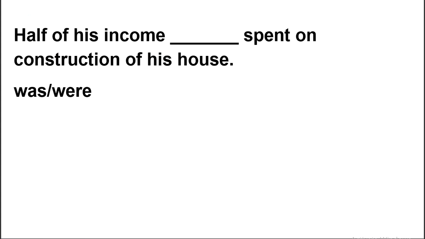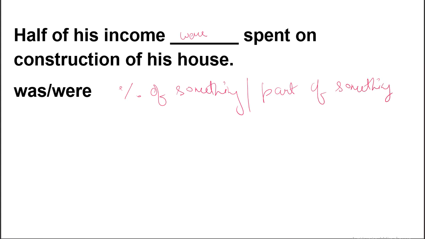Half of his income dash spent on construction of his house. The right answer of this question is "were". Which rule is followed here? Whenever you are getting a percentage of something, or a part of something, you always have to place a plural verb. Half of his income were spent on construction of his house. The right answer is "were" here.